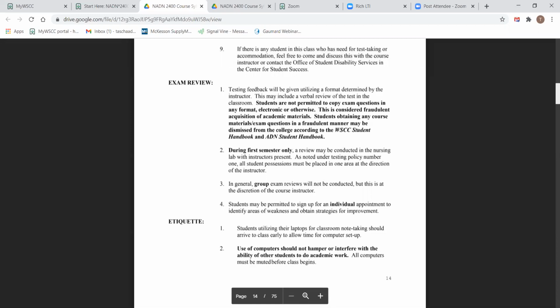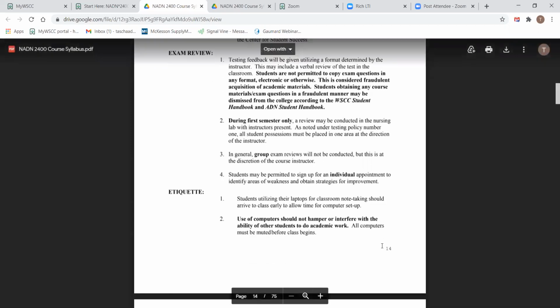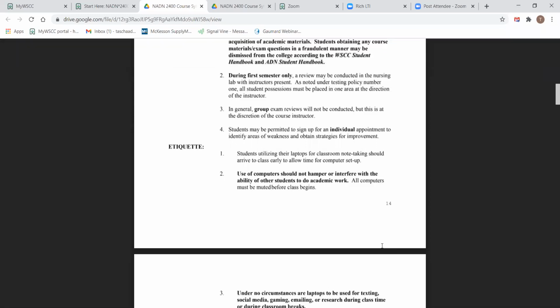Number 1, all students' possessions must be placed in the direction of the instructor. So we're not going to allow you to have those personal possessions whenever you're reviewing, and that includes whenever you come to my office. In general, group exam review will not be conducted, but this is at the discretion of a course instructor. Students may be permitted to sign up for individual appointments to identify areas of weakness and obtain strategies for improvement.